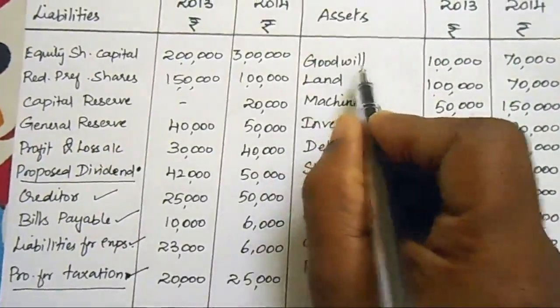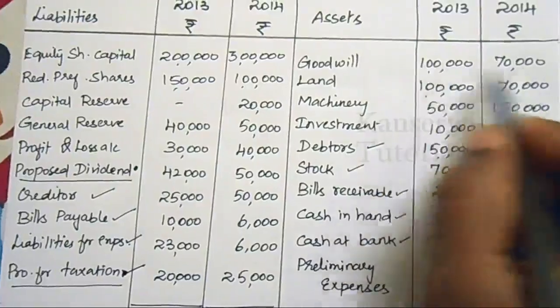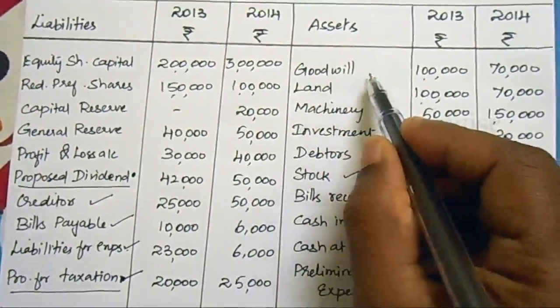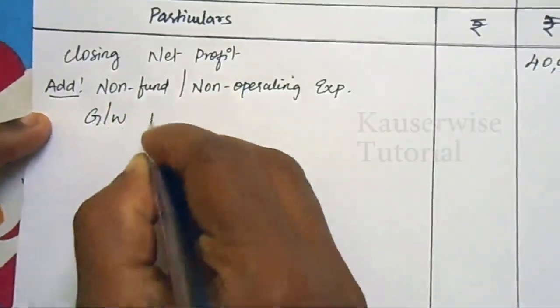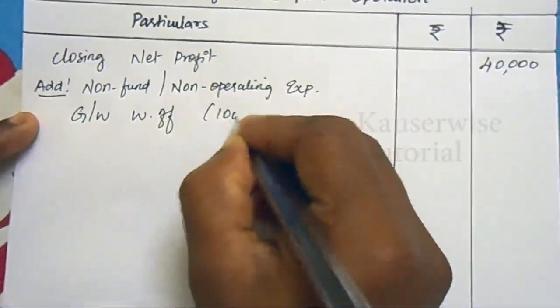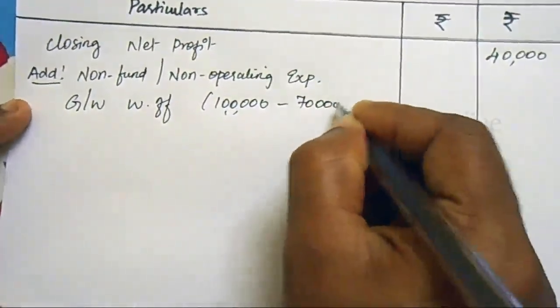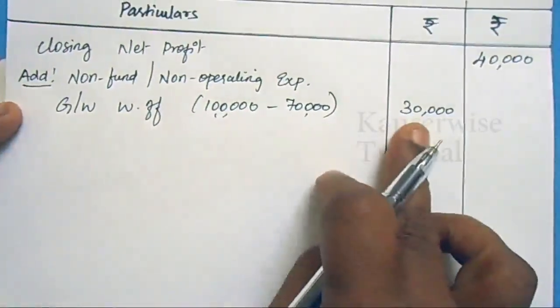Goodwill is a non-current asset. Just see the difference. Last year 1 lakh, current year 70,000. What is the difference? 30,000 written off. So goodwill written off is a non-operating expense. Goodwill written off, how much? 1 lakh minus 70,000, 30,000. It's a non-operating expense.